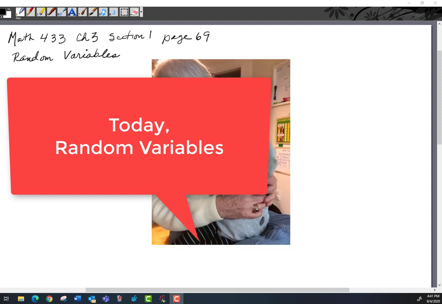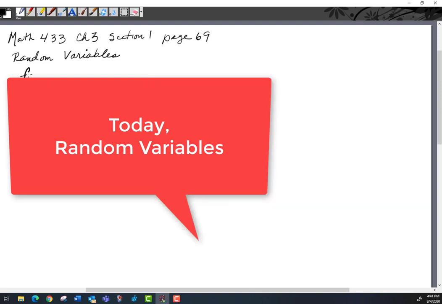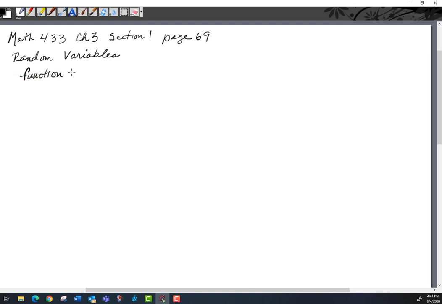So some of this will be review. So a random variable is what? It's a function from the sample space of an experiment into the set of real numbers.